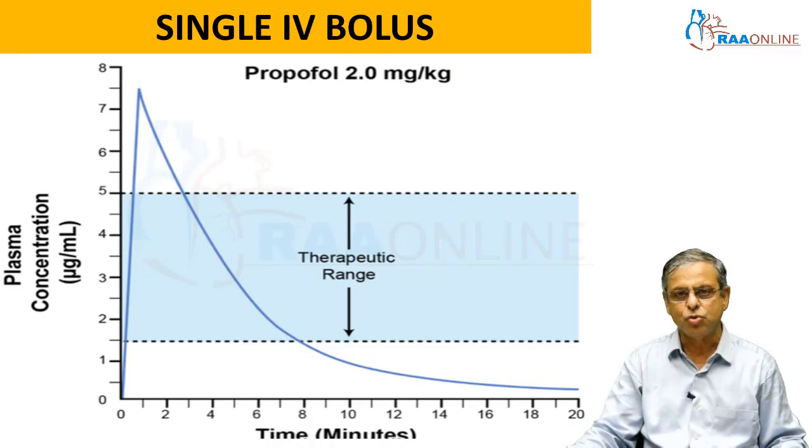The most common way we use it is as bolus doses to induce anesthesia. For example, when you induce anesthesia, you give the patient propofol in a dose of about 2 mg per kg. When you give this injection intravenously, you will find that in less than 1 minute, the concentration goes to a peak, which is much above the therapeutic range that is actually needed to produce anesthesia. And then it quickly drops down. Somewhere between 6 to 8 minutes, it comes down below the therapeutic range, where the anesthesia will be ineffective. So it stays in the therapeutic range only for a short duration of time.